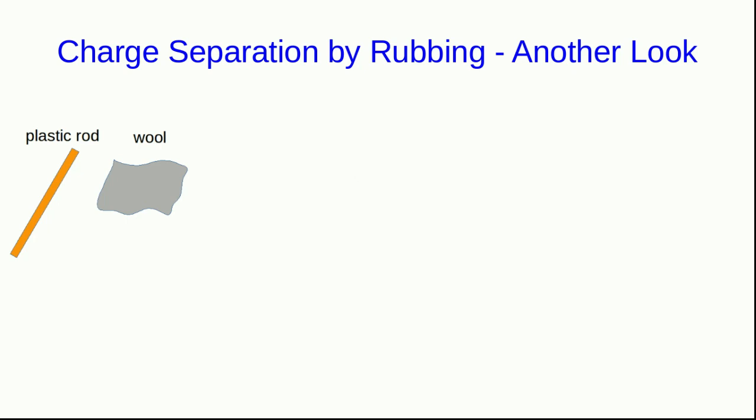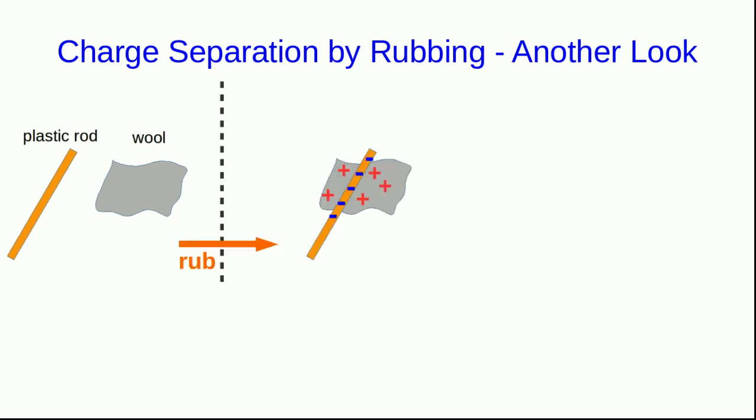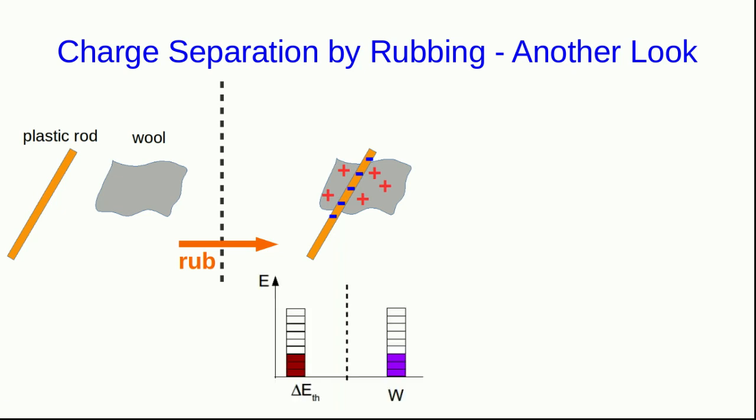Suppose we take a plastic rod and rub it with wool, so that they both become charged. As we do so, we are exerting forces on the system of the rod and wool with our hands, and so we're doing work on it. Initially, all that does is produce thermal energy in the system. Although the wool is now positive and the plastic rod is now negative, those charges are still right next to each other, and so they don't have any potential energy.